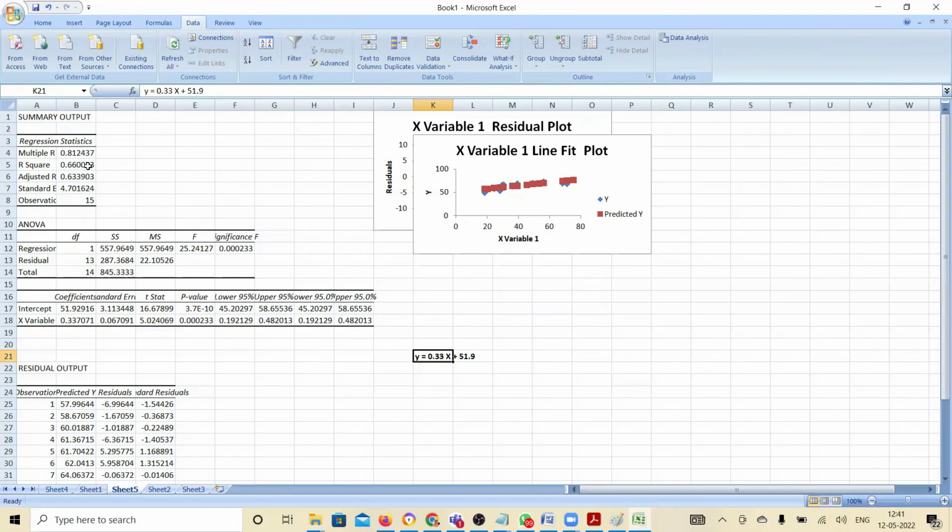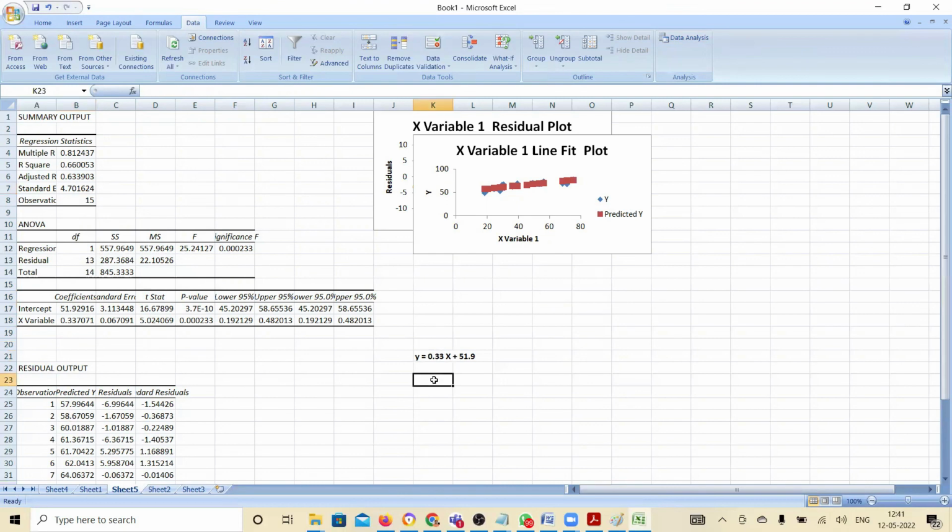Here R square is 0.66, better than the last model. Still not very good, but 0.67 is still better than what we had last time. P is 0, less than 0.05, so P is good, and the t statistic is also good, it is 5. Standard error is 4.7. If you compare to 60 and 50, it is 4.7, so this is also better than our previous example. Using this model, you can predict the heart rate for any age group.